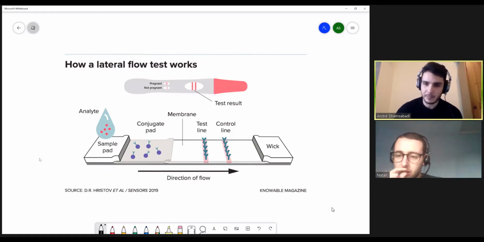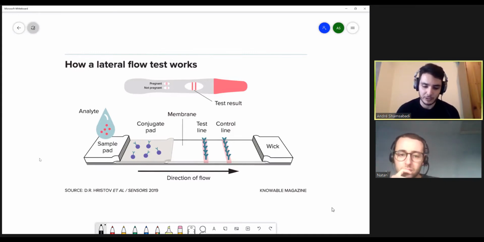Well, it could be whatever you want. You can detect whatever you want. So you can design it so that it can detect antibodies against the virus in your sample. What I think is more useful, at least for testing it in the school setting, would be testing for the actual virus itself.